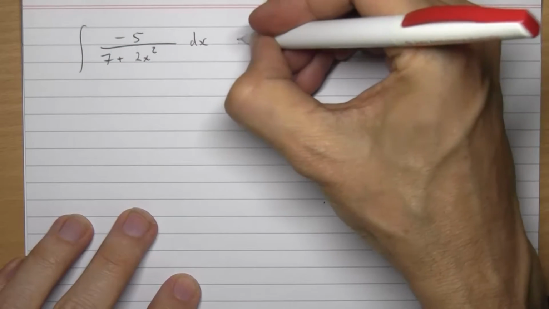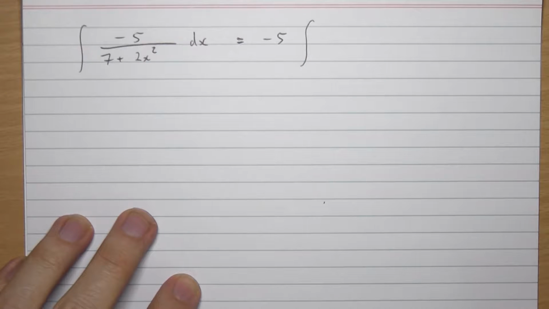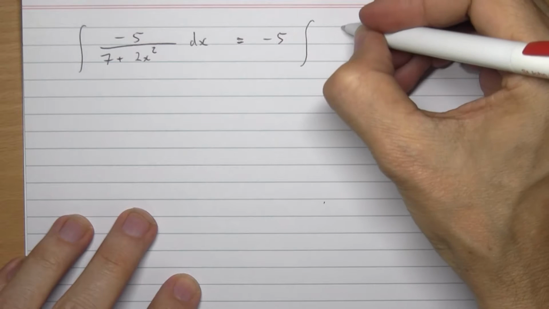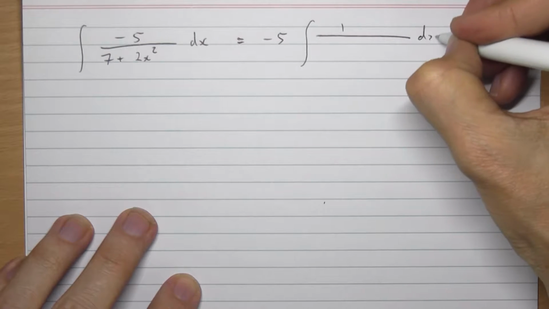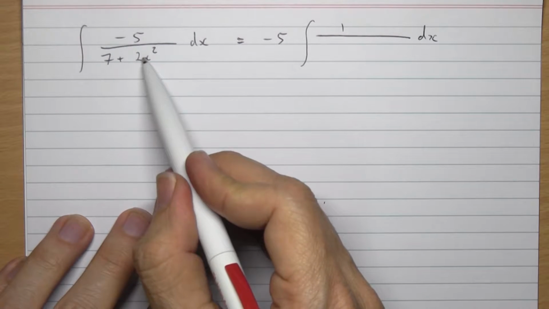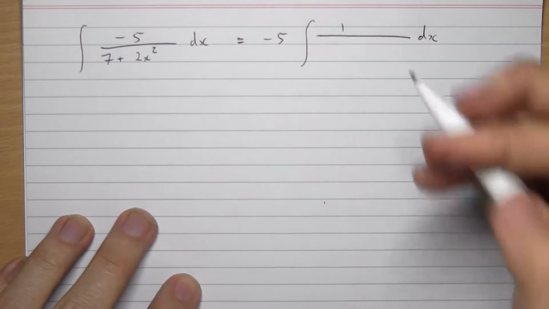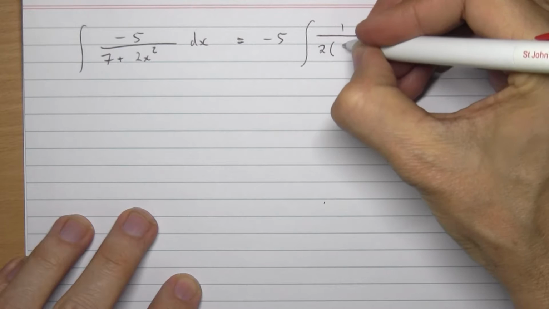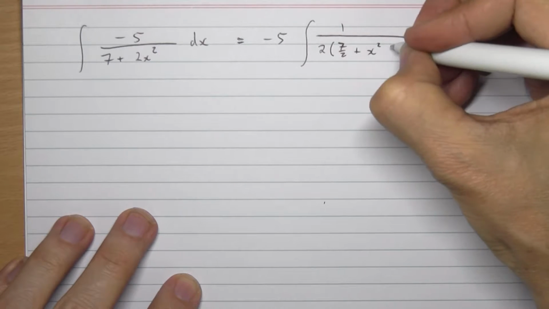So, take out the negative 5. Can we do two things on one line? It's 1 over something dx. I want this to be 1x squared, so I'm going to factorise that 2 out. 7 on 2 plus x squared.